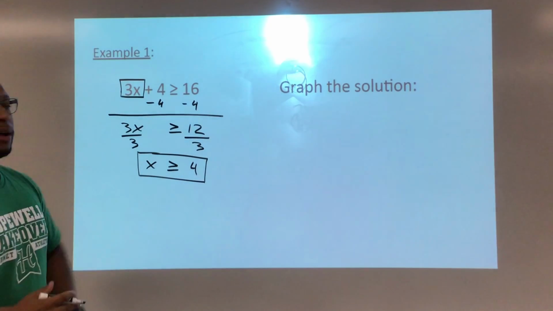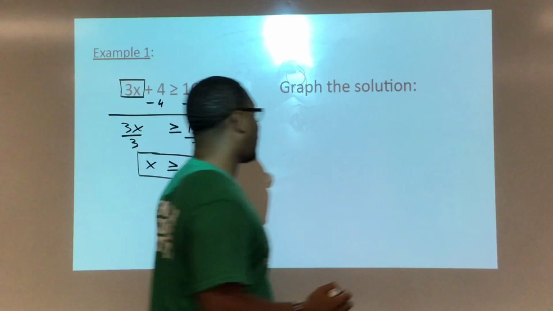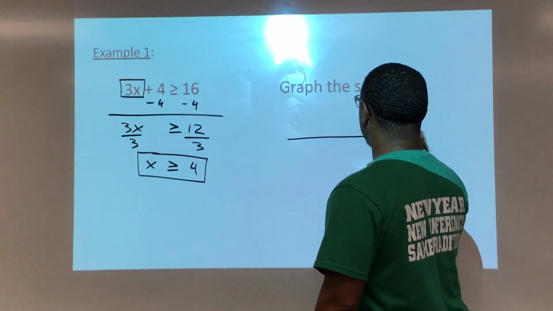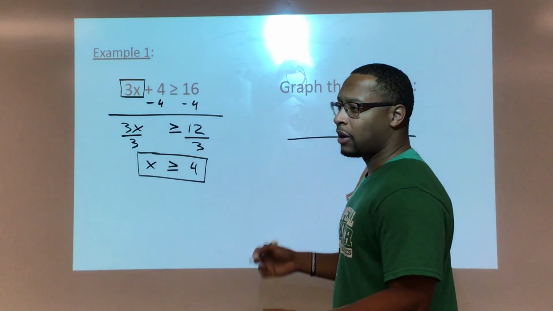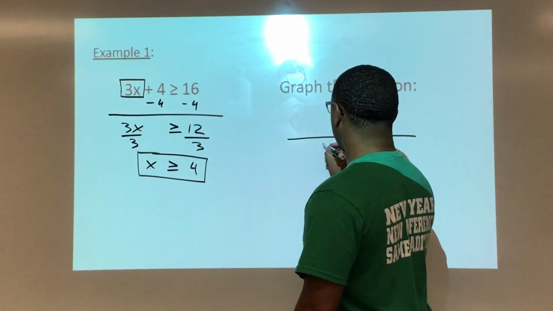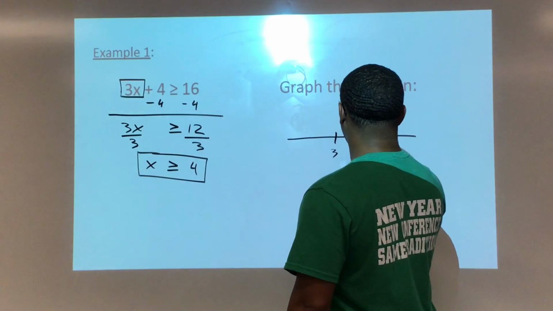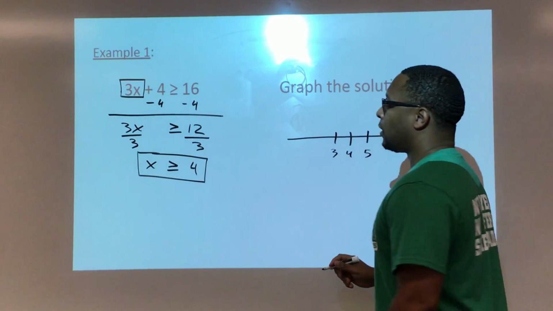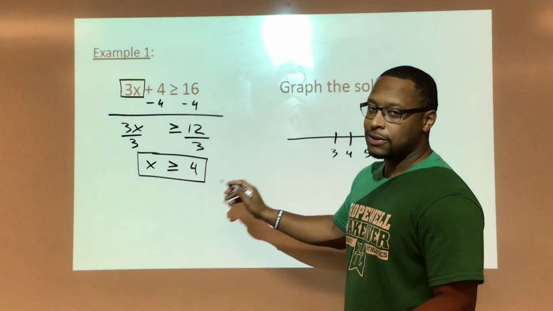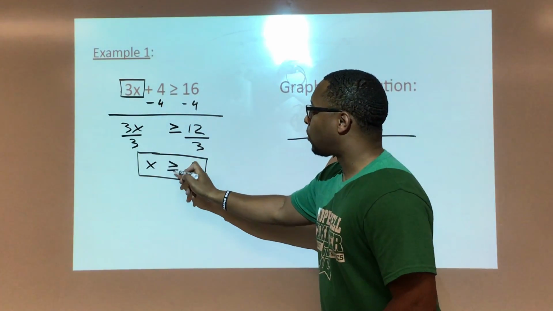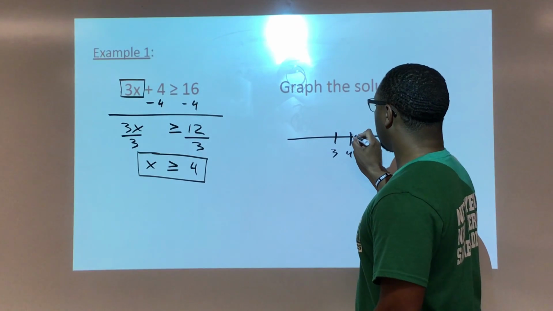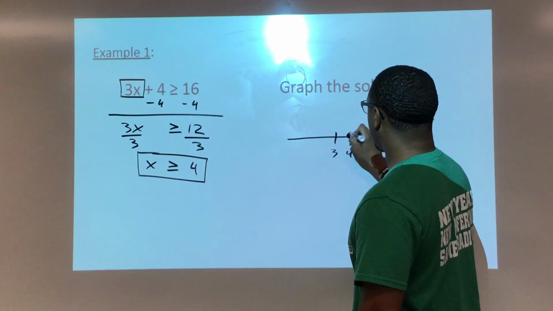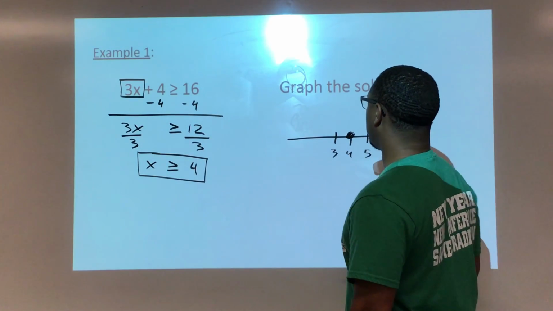Now I need to graph the solution. And to graph it, this is what you do. Just make a number line. Give me a couple of numbers around 4. We'll go 3, 4, and 5. Now remember your previous slide. If it says greater than or equal to, then that means that it's going to be a closed dot on the 4. In which direction is the arrow going to point?